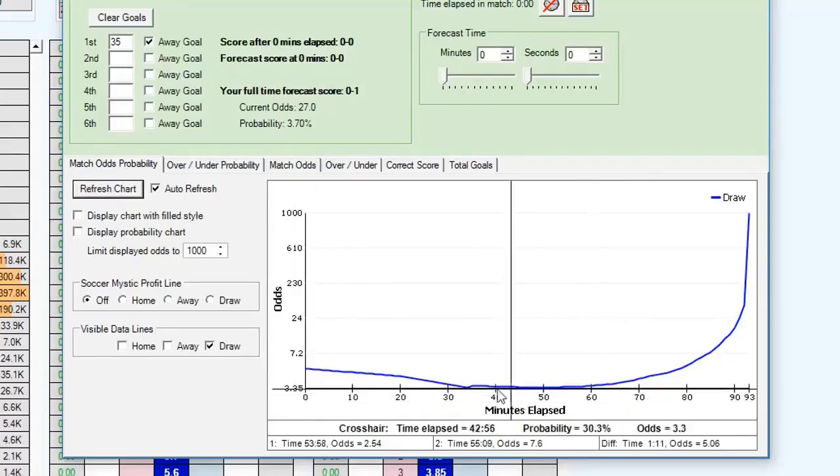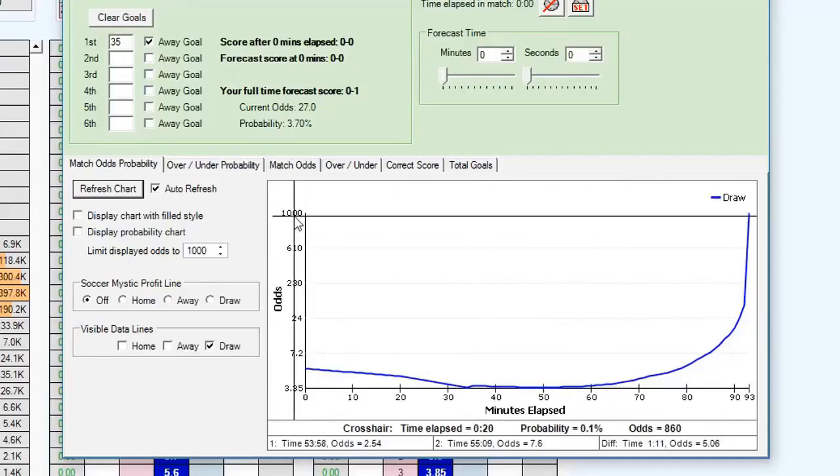Now one of the things you can see here is how flat and crunched up it is at the bottom. That's because we set the odds limit at 1000.